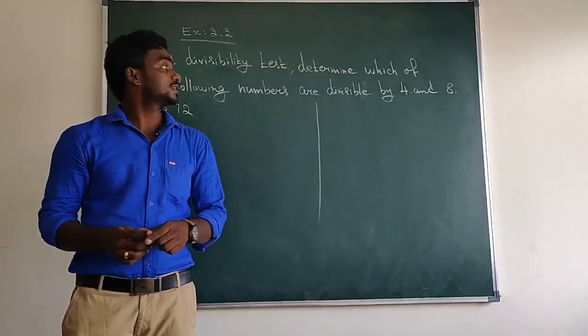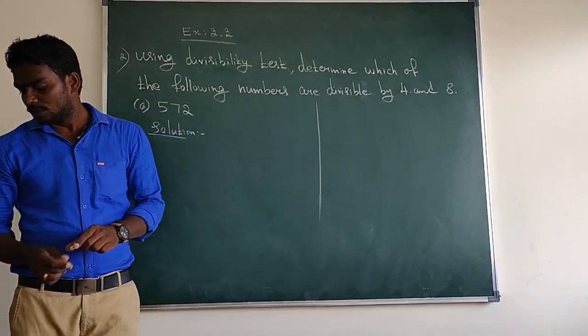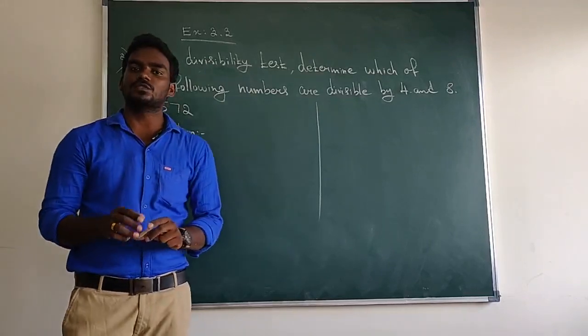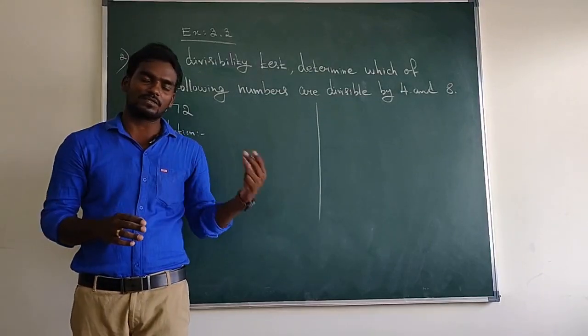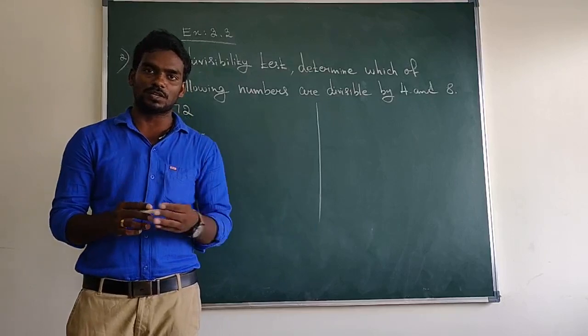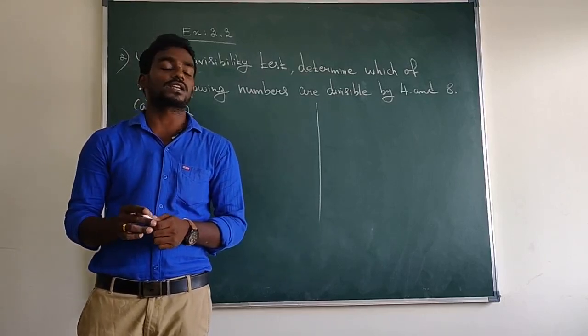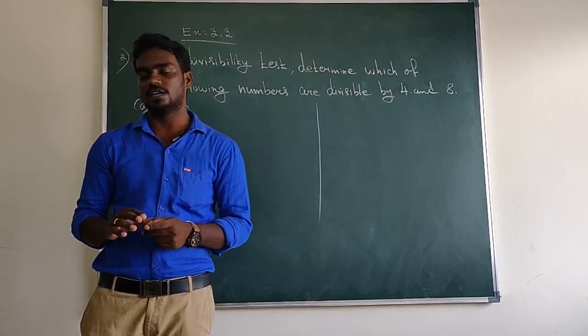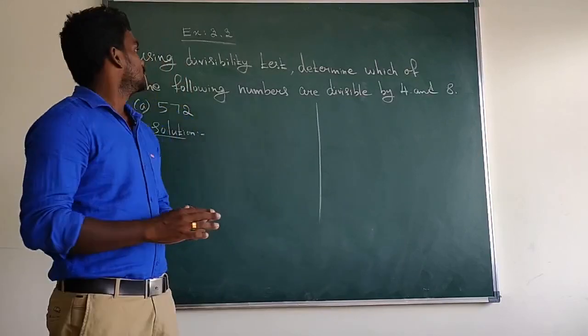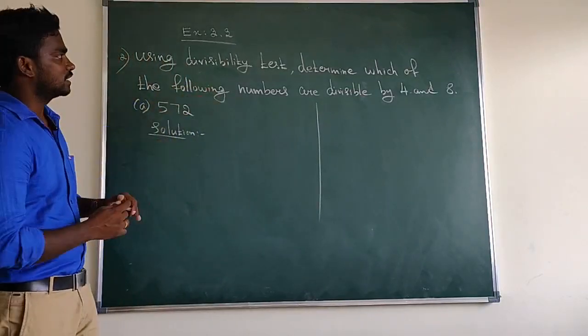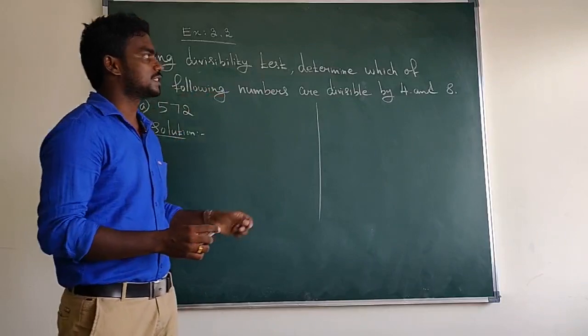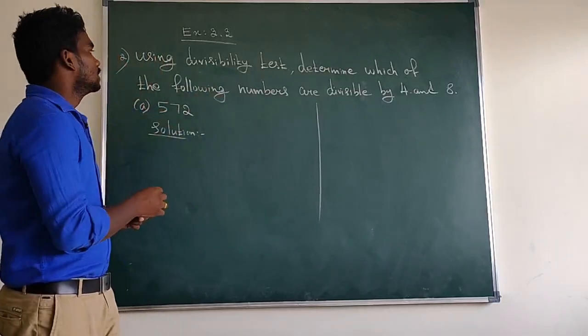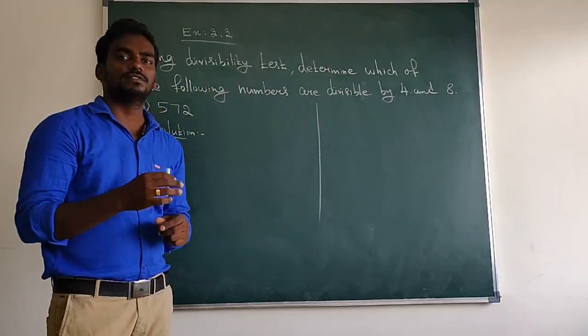Next, see your Exercise 3.3. In the first question some numbers are given. You want to check whether the numbers are divisible by 2, 3, 4 and up to 11, so you can complete the tables in your book. Next, using the divisibility test, determine which of the following numbers are divisible by 4 and 8.